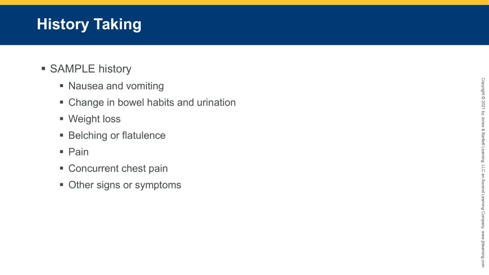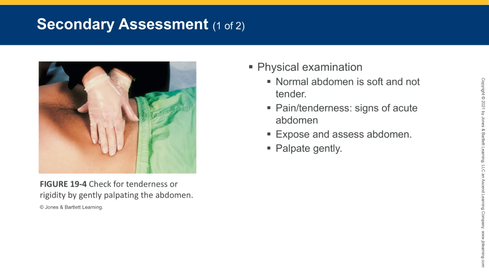Gather a sample history, asking about nausea, vomiting, changes in bowel habits, weight loss, or pain. Also, assess for concurrent chest pain, as some abdominal conditions can mimic cardiac events. A normal abdomen is soft and non-tender. Look for rigidity, tenderness, or distension. Gently palpate all 4 quadrants to assess for abnormalities.